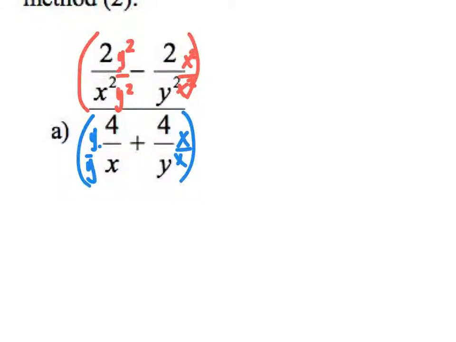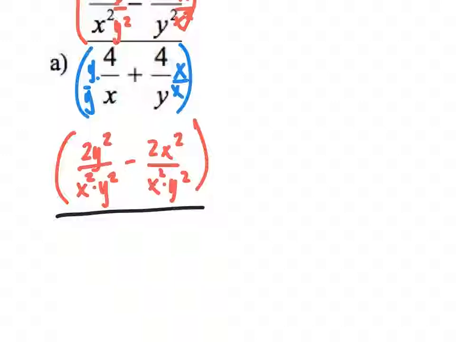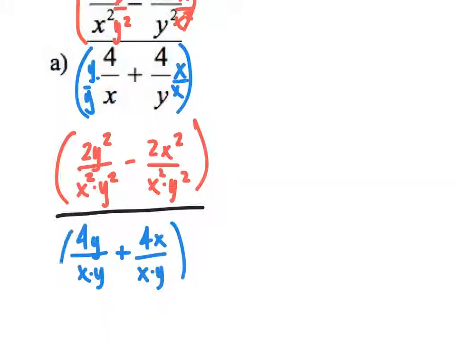All right, so what I'm going to get in my numerator is 2y squared divided by x squared times y squared minus 2x squared divided by x squared times y squared, all right? That's my numerator, okay? Now let's do the same thing for our denominator, all right? And that's going to give me 4y over x times y plus 4x over x times y, all right? I got a common denominator there.